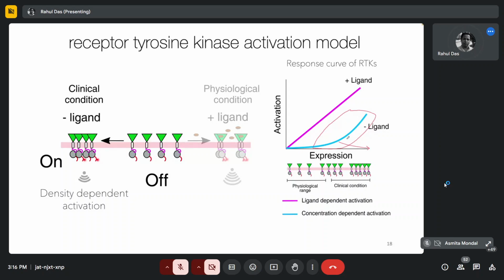Okay? So now the question is how ligand independent activation is suppressed in a cell. If you know how ligand independent activation is suppressed in a cell, then you know how, in a cancer cell, you can move this activation from this side of the curve to this side of the curve.